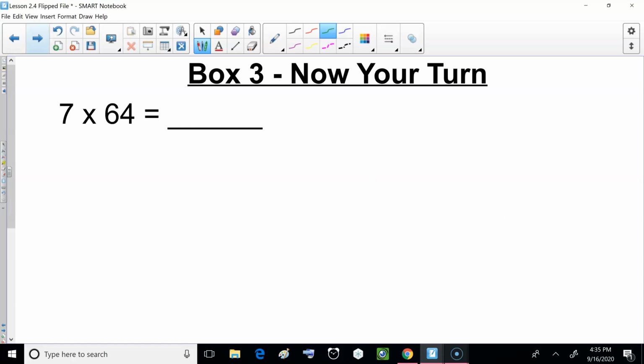Another problem to try now. Notice you just see the number 7 times 64. Where did our model go? Well, our goal is that you're able to think, okay, now here's my number, how do I draw the model? Because the model won't always be on all the pages for you. You're going to have to provide the model with your remembering of how we do it. So this is a great practice. If you're not sure, look back at your notes. Now's the time to use those notes to help you learn how to do your area model. So pause the video and answer 7 times 64.